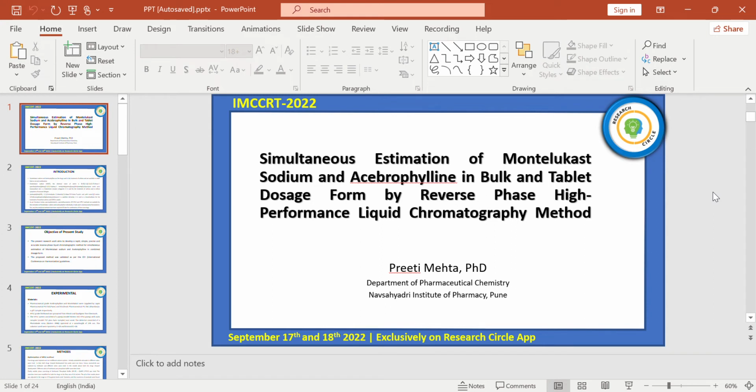My work is entitled Simultaneous Estimation of Montelukast sodium and Acebrophylline in bulk and tablet dosage form by reverse phase high performance liquid chromatography method.